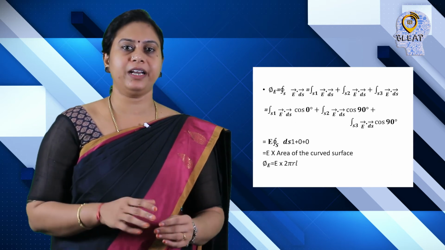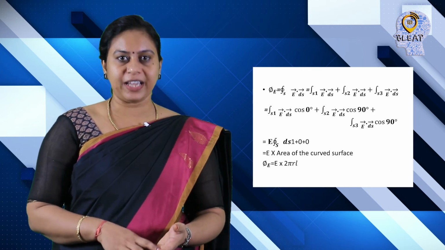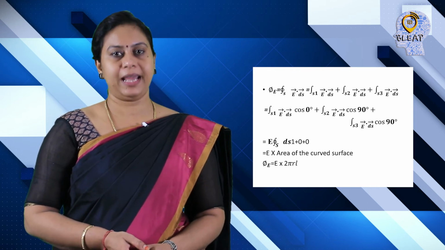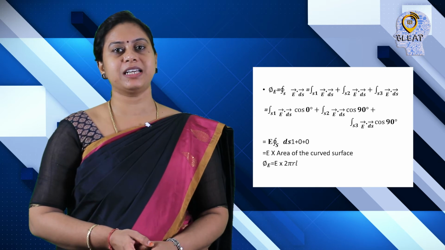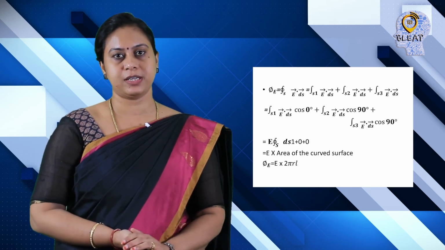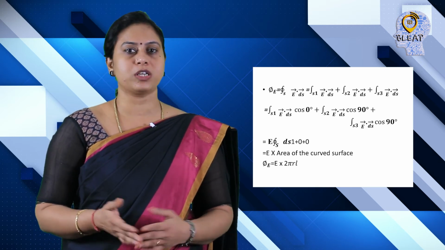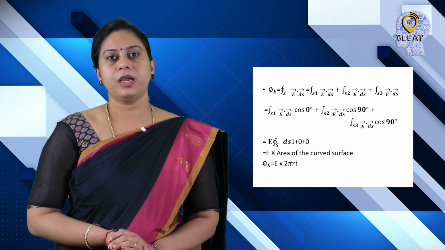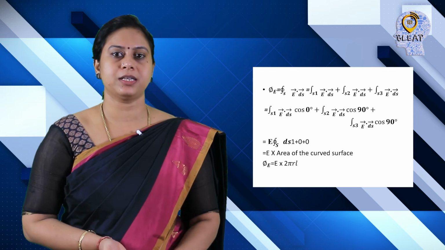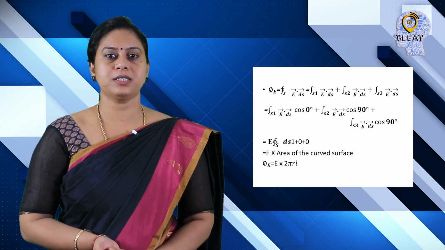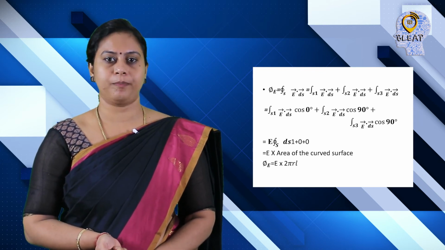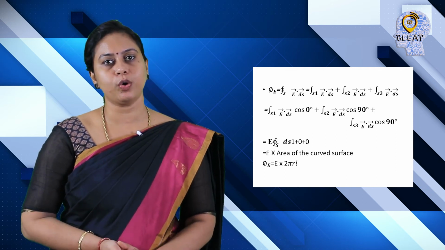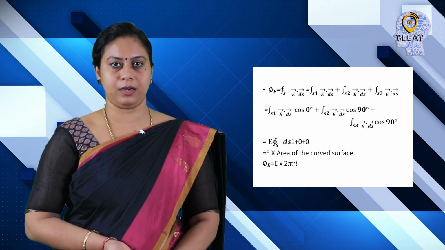Then the electric flux phi E is equal to the closed integral over S of E dot ds. We can take ds1 for the curved surface. So ds2 and ds3 automatically cancel out because of cos 90 degrees. Then the closed integral over S of E dot ds cos 0 is ds1. So the area of the curved surface is what? 2 pi rl. Then phi E is equal to E into 2 pi rl.